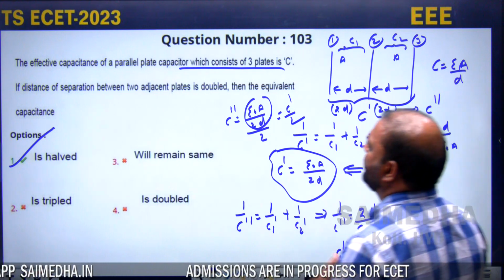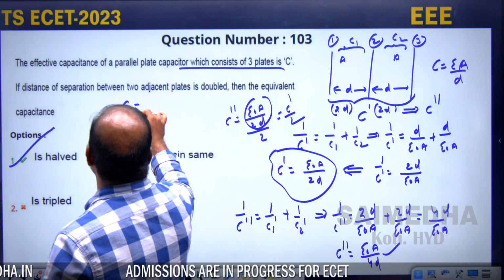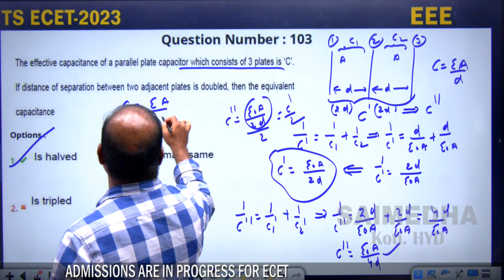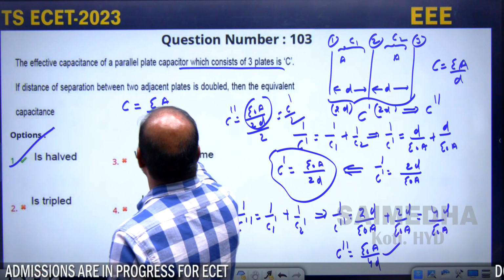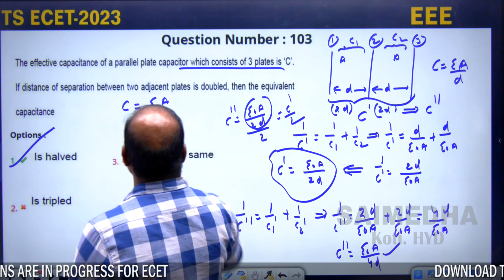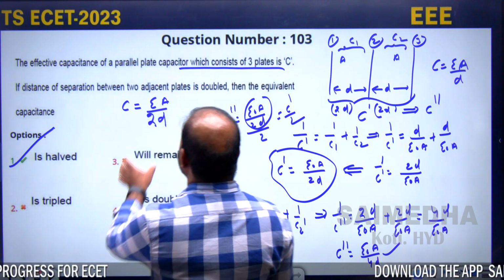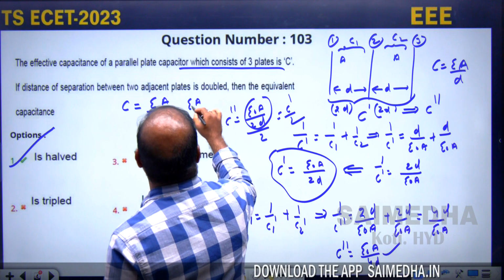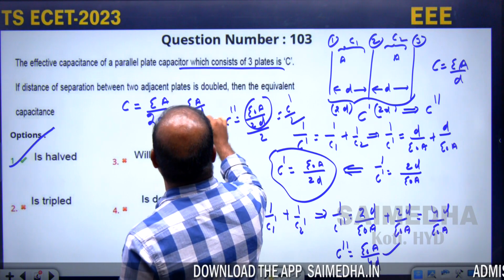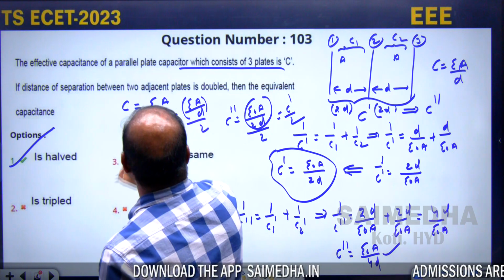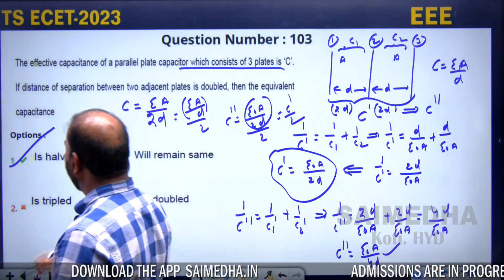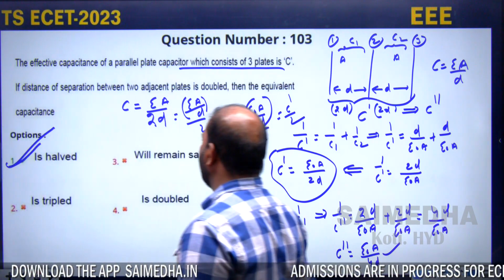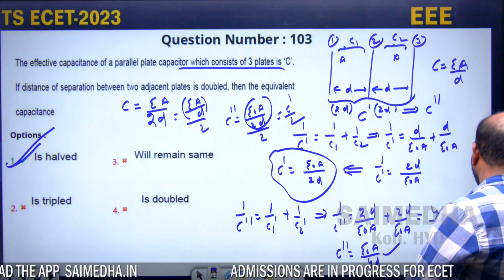Without doing all this, we can also conclude simply that capacitance is given by epsilon naught A by d. When the distance is doubled, the factor 2 is placed in the denominator. So we can write epsilon A by d by 2, which means automatically the capacitance is halved. So directly by seeing the expression itself we can tell. So capacitance is halved.